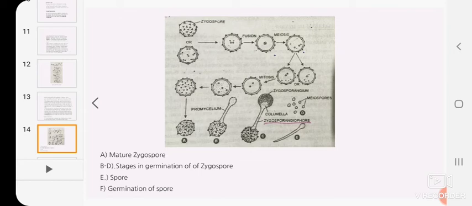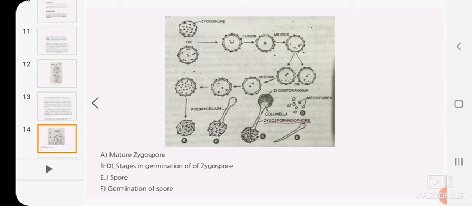Now protoplasmic cleavage takes place, and later on uninucleate spores are produced, and later their nucleus undergoes mitosis, and in this way multinucleate spores are formed. Now these spores, whenever they find suitable conditions, can produce a new mycelium.